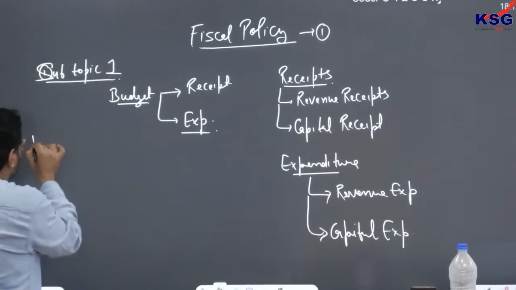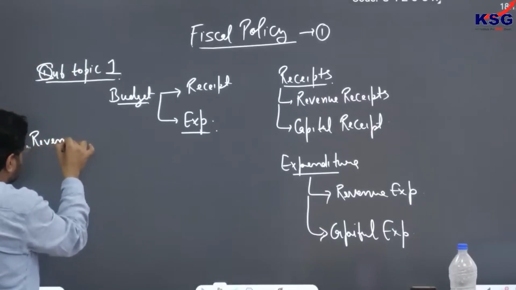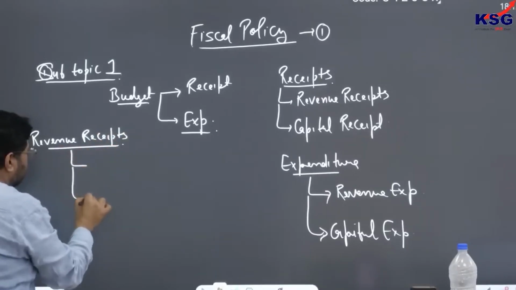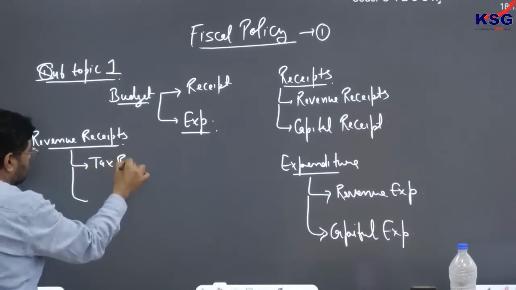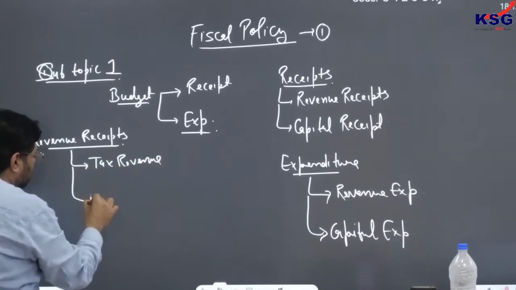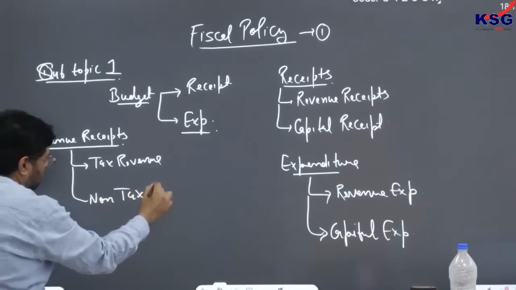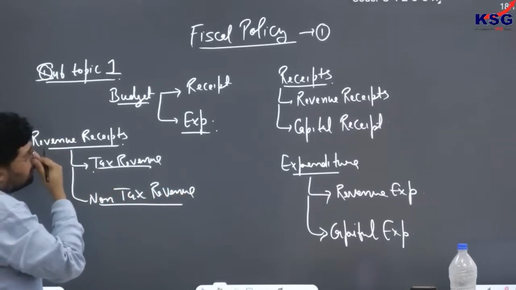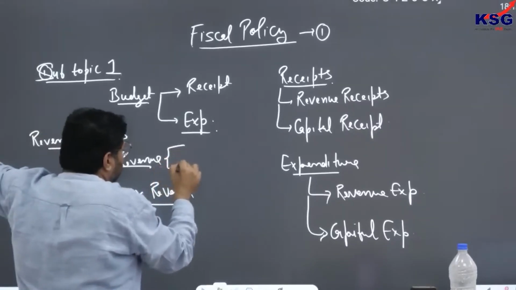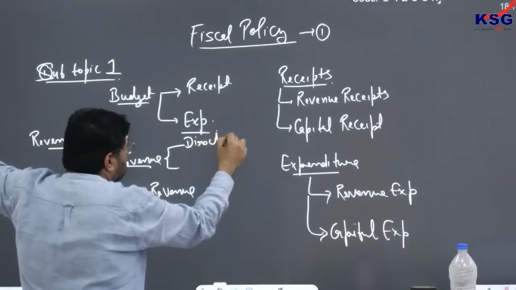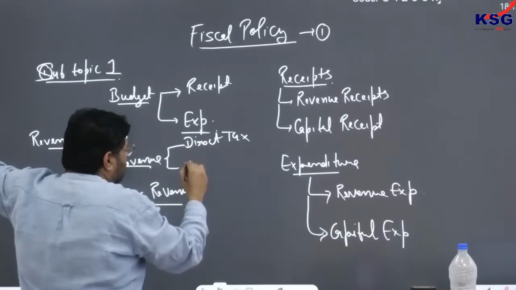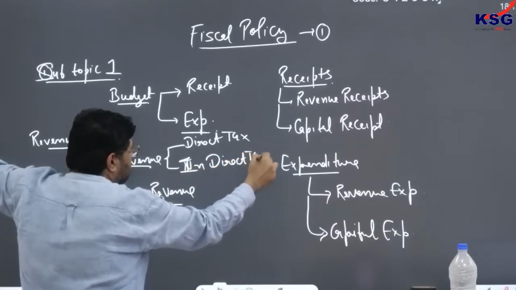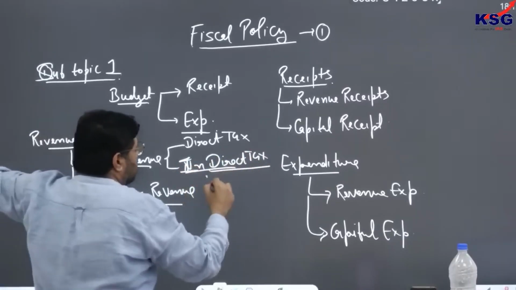Now when I talk about revenue receipts, it further includes tax revenue and non-tax revenue. When I am saying tax revenue, what does it mean? Here you are including direct tax and indirect tax. Direct tax, you know, is income tax and corporate tax. Indirect tax, the best example is GST.